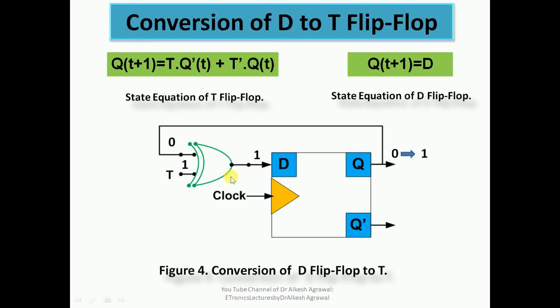So let us check whether this D flip-flop is now behaving as a T flip-flop. So we assume that Q(t) is 0. So this 0 is fed back at the input of this exclusive OR gate, and we trigger the toggle flip-flop, it is given 1, and we know that 1 exclusive OR 0 is 1.